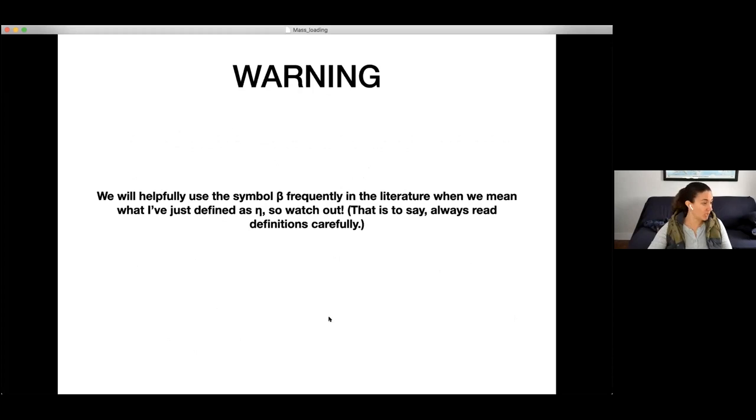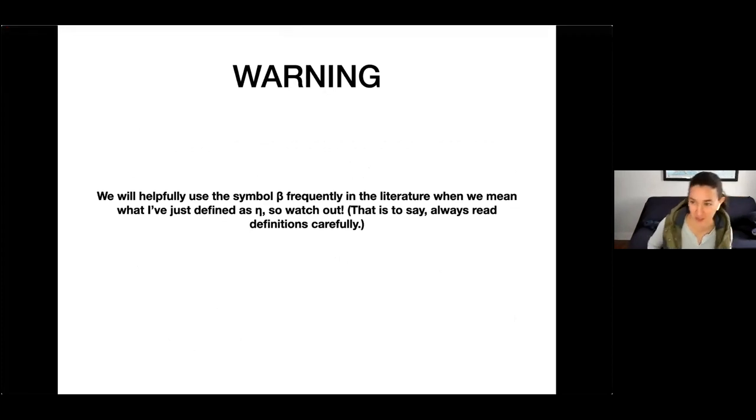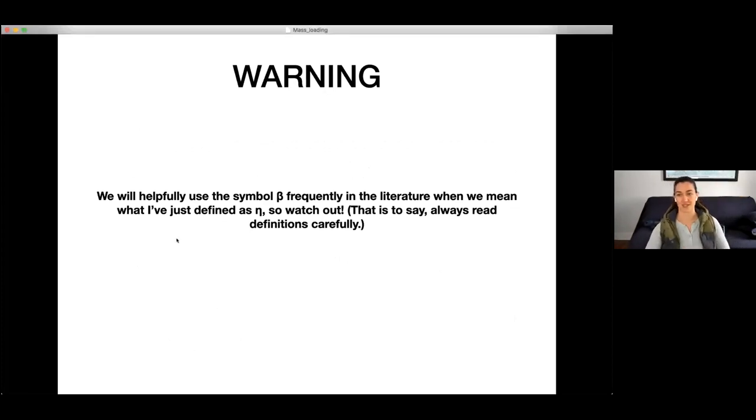Okay, just a warning. We have not settled on these symbols at all in the literature, so we will often use the symbol beta when we actually mean what I just called eta. So just watch out, right? Just make sure when you're reading a paper, you've read the definition of the mass loading factor before you make assumptions. You know, a factor of 4 might not sound like much, but if you start to rescale that, you could easily be off by an order of magnitude if you've misunderstood what was actually being defined.